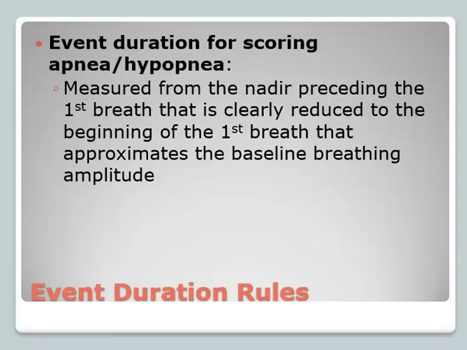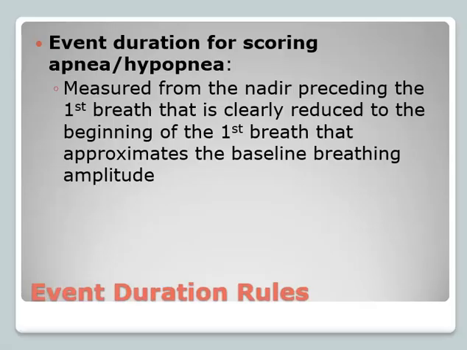So in order to determine where you start and stop scoring the respiratory event, what you're looking for is the change in their breathing. Nadir, do you guys know the definition of nadir? Lowest point. It just means the trough, or the lowest point. So it's measured from the lowest point of the first breath that is clearly reduced, which starts this respiratory event, to the lowest point of the first breath that approximates their breathing back to their baseline amplitude. Let me say that again.